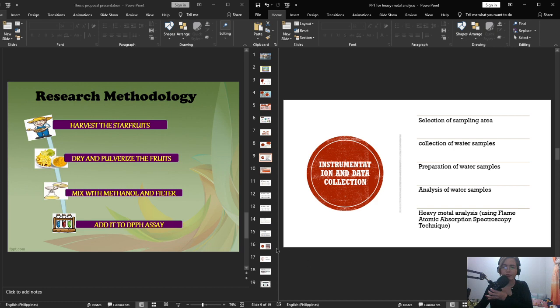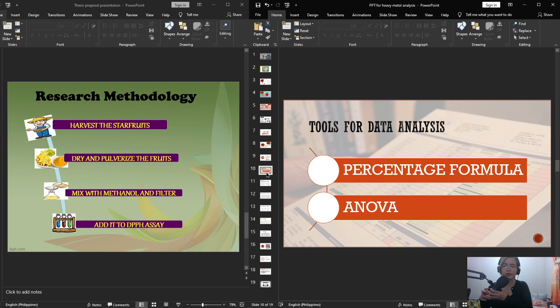Okay, and then for your tools for data analysis, for survey, you need this one. For meta-analysis, you don't need these tools for data analysis. So for survey, you will use descriptive statistics. You're going to use this one. Okay. And of course, that ends your presentation.